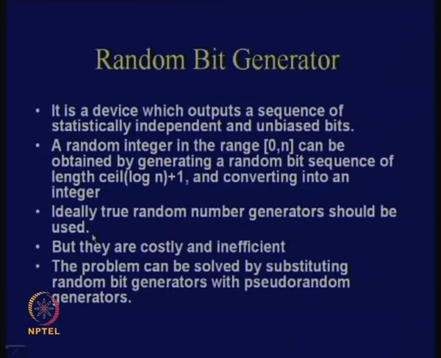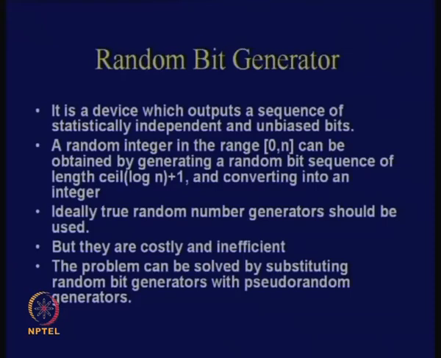So these are the requirements, and we have a notion which is called a true random bit generator, something like an ideal random number generator. So what is a random bit generator in an ideal case? It is a device which outputs a sequence of statistically independent and unbiased bits. You can think of it like a magic device which outputs bits which are statistically independent and uniformly chosen. So that is the idea.